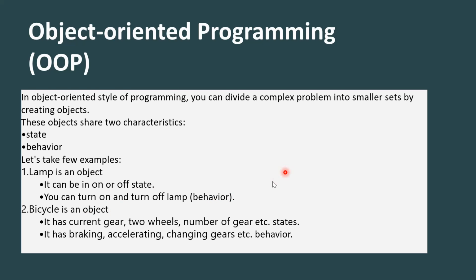This is truly a basic example, but you will see in a bit that this is exactly how a class will be built. So a bicycle is an object. It has current gear, two wheels, number of gears, etc. These are properties or attributes, as I said. And then the behavior or function, which I have discussed: it has braking, accelerating, changing gears, etc. These all are actions which are performed on these attributes, properties or states.